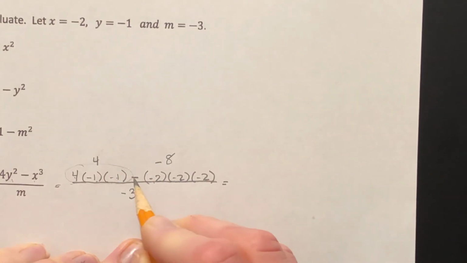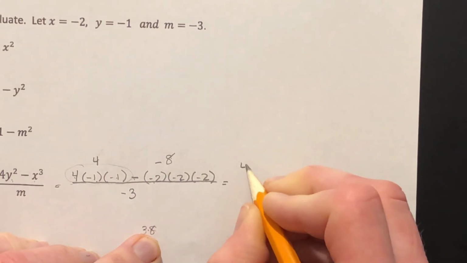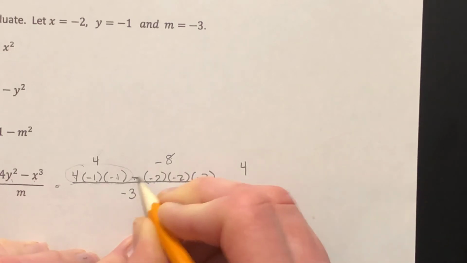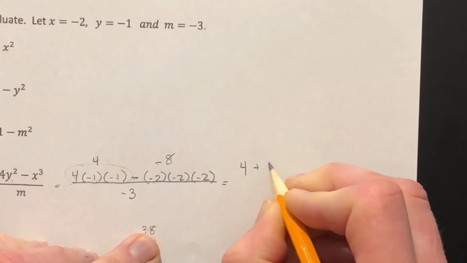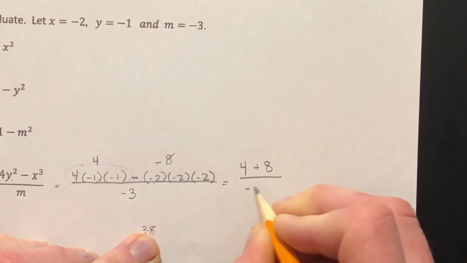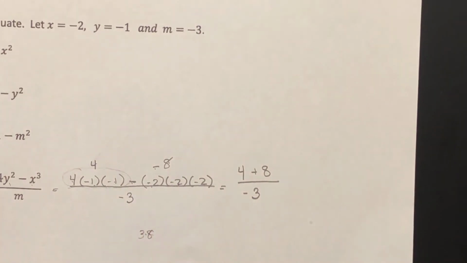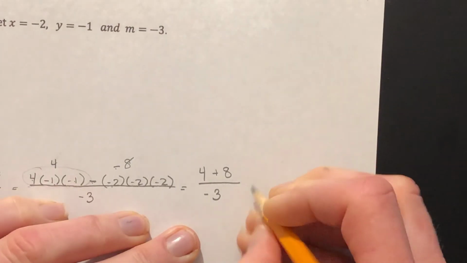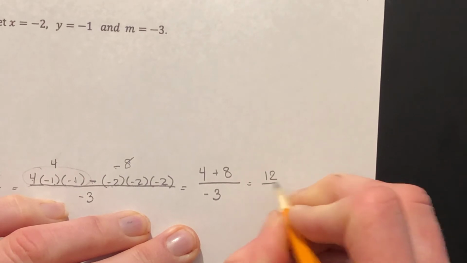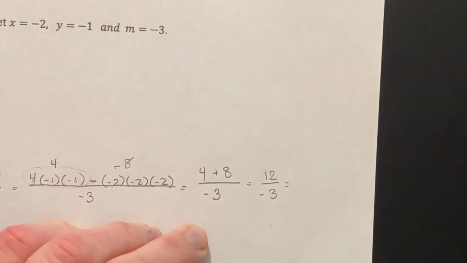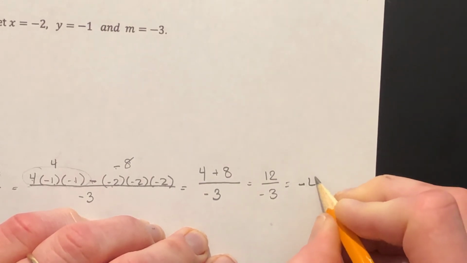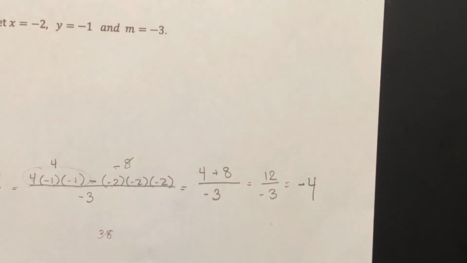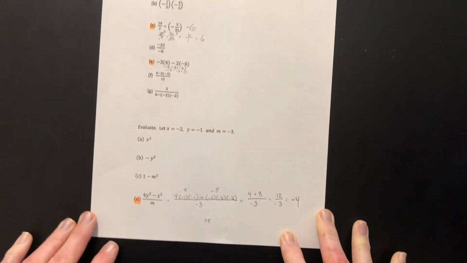And I've got 4 minus negative 8. So 4 minus negative 8 is 4 plus 8 over negative 3. Whew, look how much easier that looks now. 4 plus 8 is 12 over negative 3. 12 divided by negative 3 is a big old negative 4. And you may do the rest.